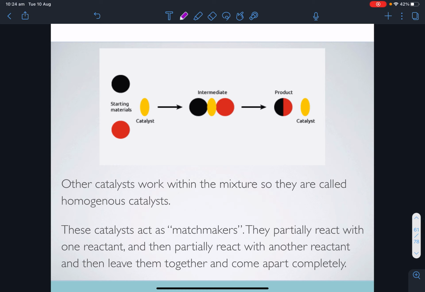Okay, some other catalysts can work within, say, a water solution. These are called homogeneous catalysts, and these are like the matchmaker things, where they're actually moving around in three-dimensional space. They're capturing one, they're capturing the other, and then pushing them together, and then leaving. So it's there at the beginning and it's there at the end, but in the middle it's a matchmaker, okay? So they're like a homogeneous one.